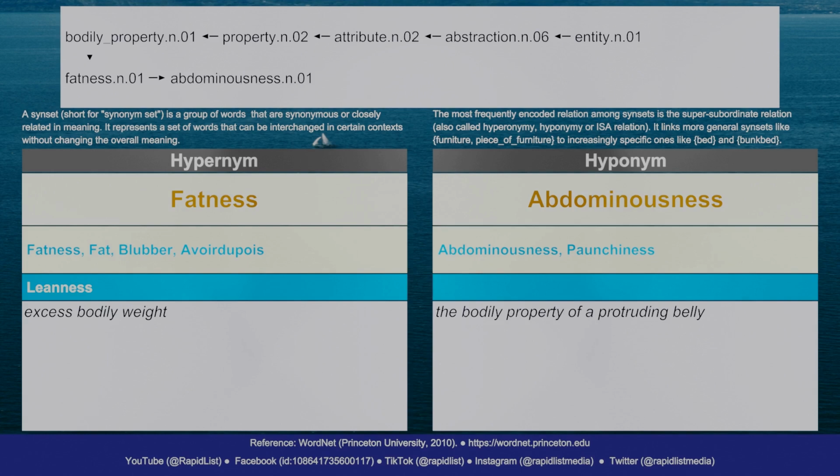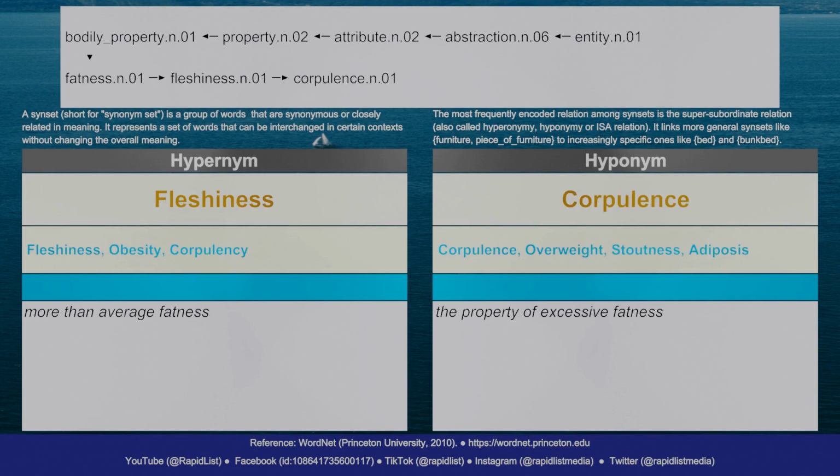Abdominousness. The bodily property of a protruding belly. Adiposity. Having the property of containing fat. He recommended exercise to reduce my adiposity. Fleshiness. More than average fatness. Corpulence. The property of excessive fatness.